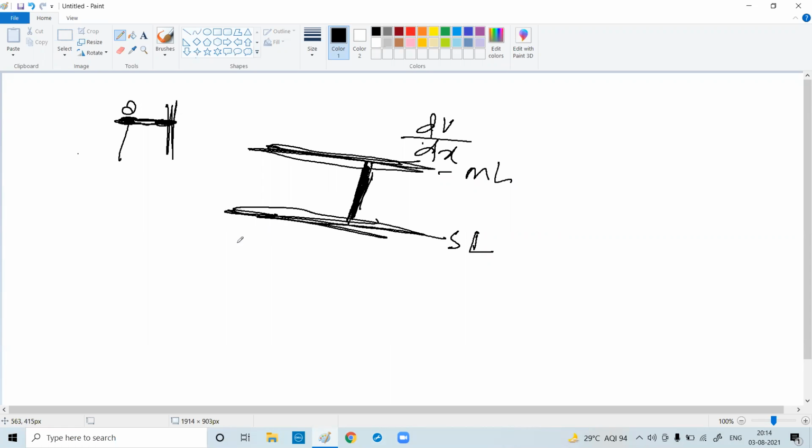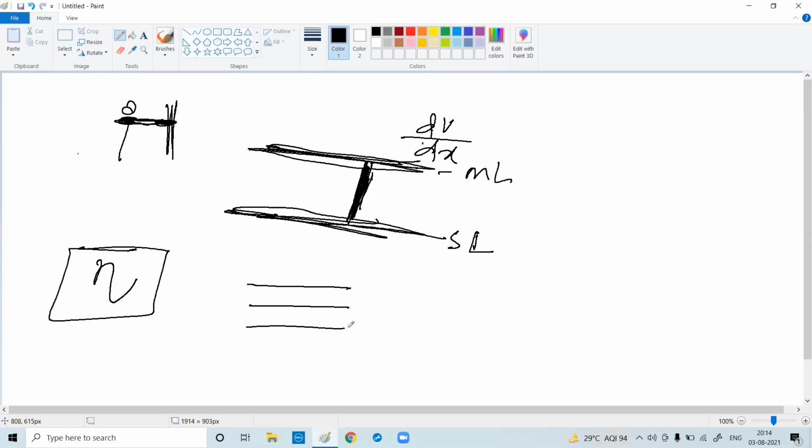So what is the coefficient of viscosity? The coefficient of viscosity is nothing but eta. According to Newton's law of viscosity, basically for streamline flow. Why streamline flow? Because only in streamline flow are all the layers parallel to each other. Yes or no? We already studied. In streamline flow, all the layers are parallel to each other. Am I correct? Yes, sir.